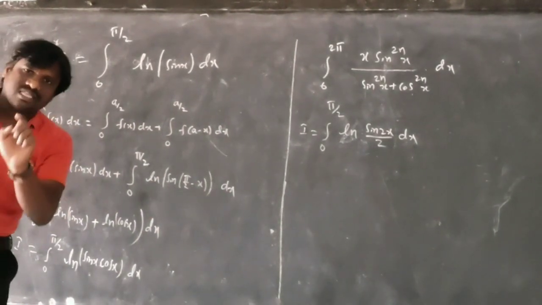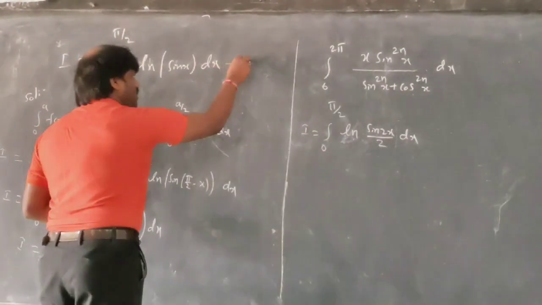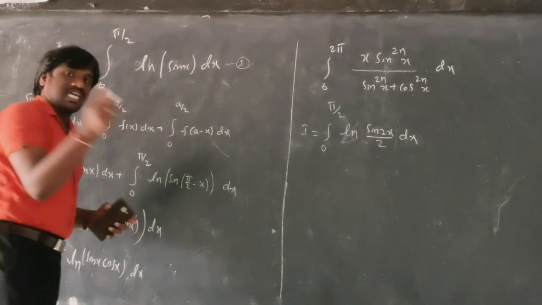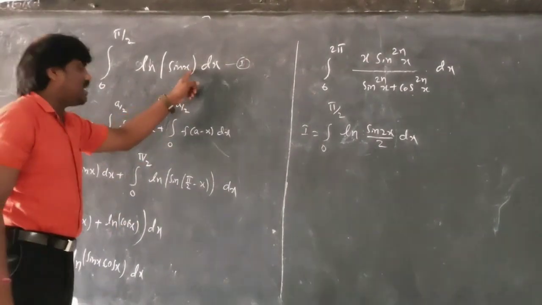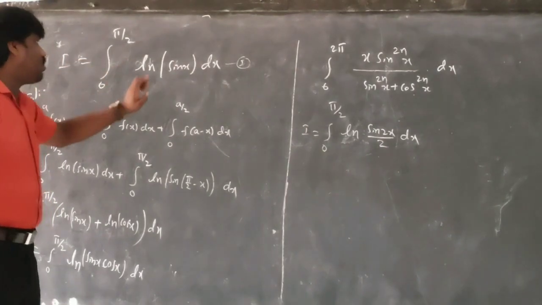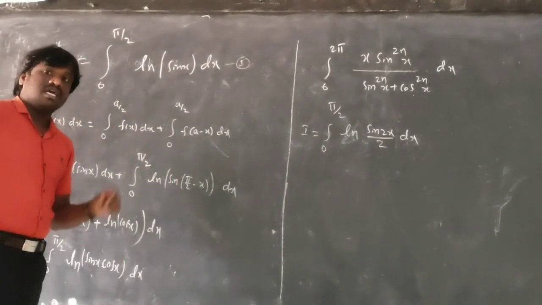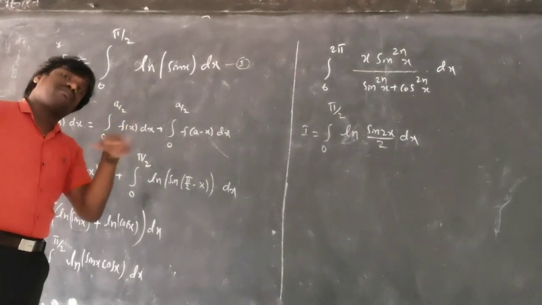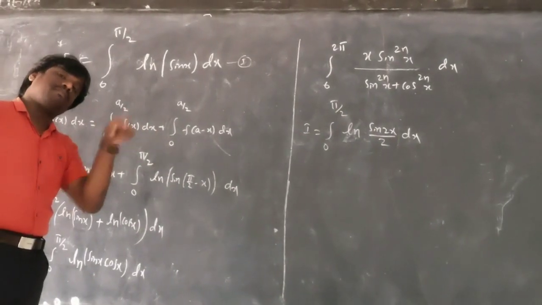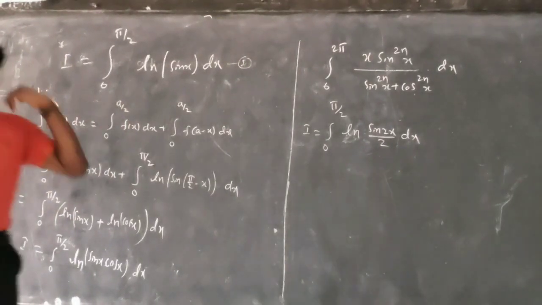This can be done another way. How? Take this as the first equation. I can apply the king rule, that is a minus x, then add both the equations. Then 2I is equal to integration from 0 to pi of ln(sin x cos x). Then we will apply the king rule after adding that. Instead of that, directly apply the king rule.